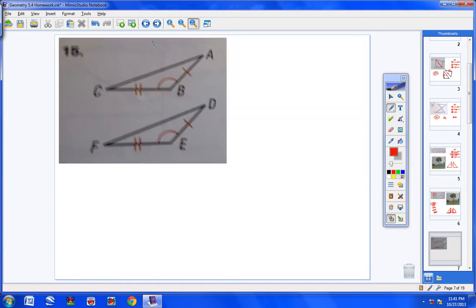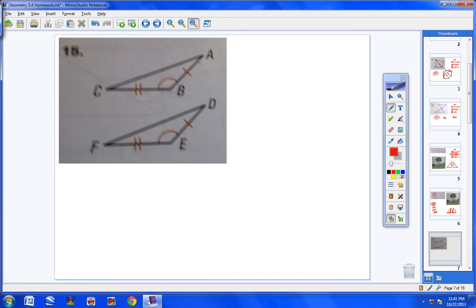Okay, let's take a look at numbers 15 through 23. That's going to be 9 problems, and the directions read as follows. Decide whether enough information is given to show that the triangles are congruent. If there is enough information, then state the theorem or postulate you would use. Well, students, here we go.